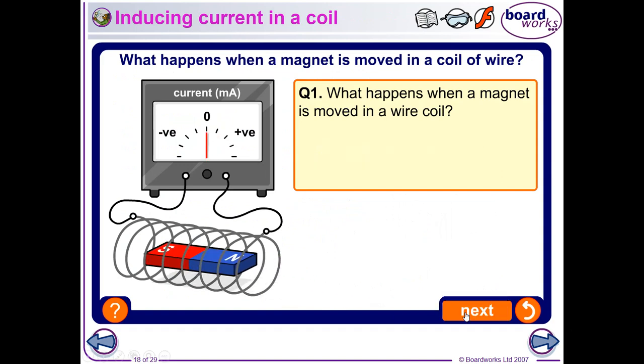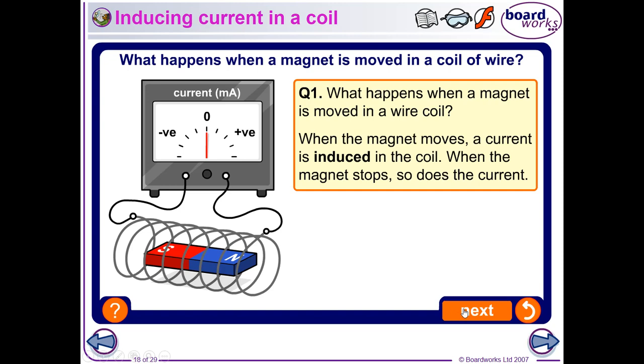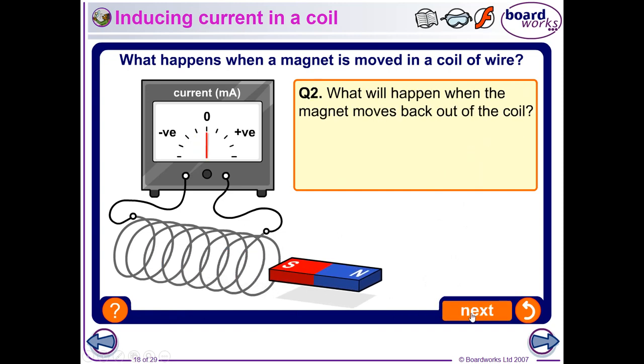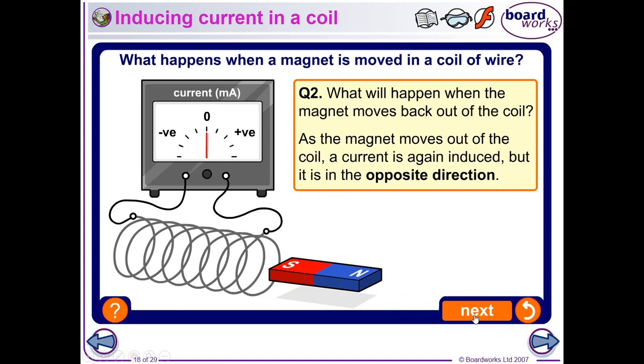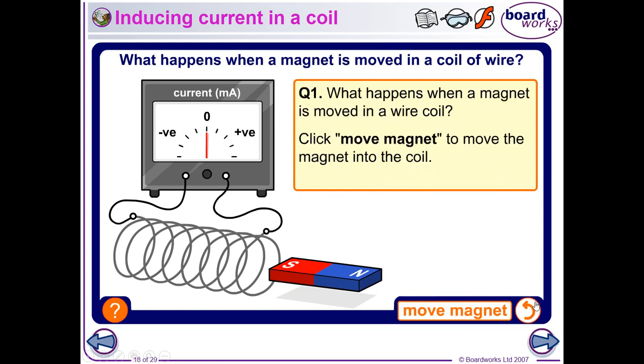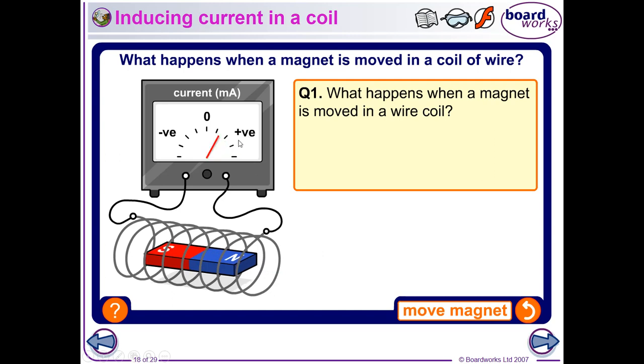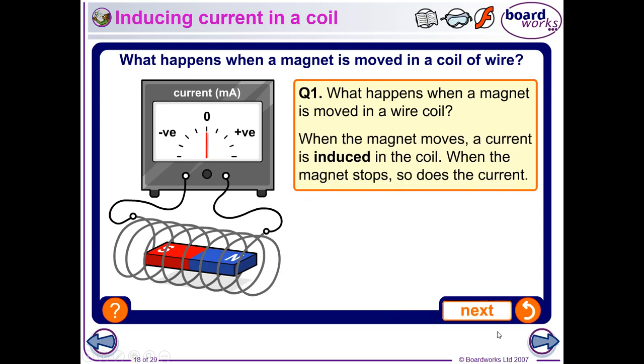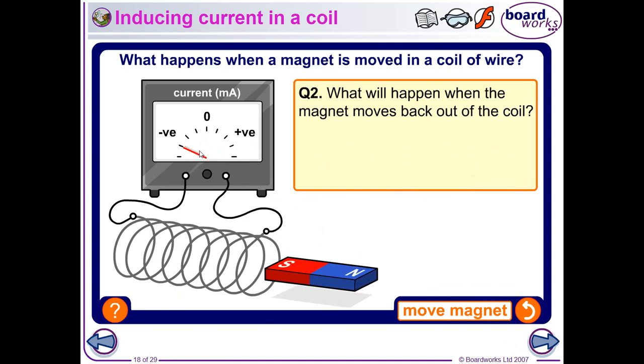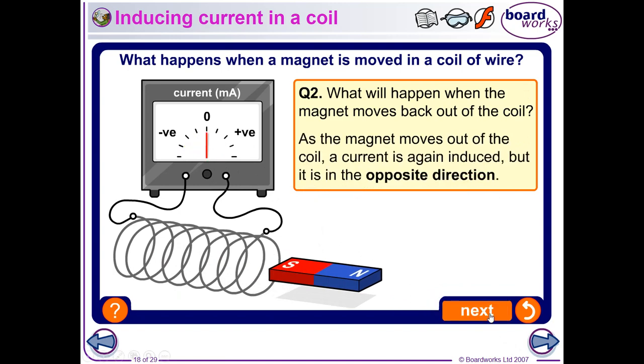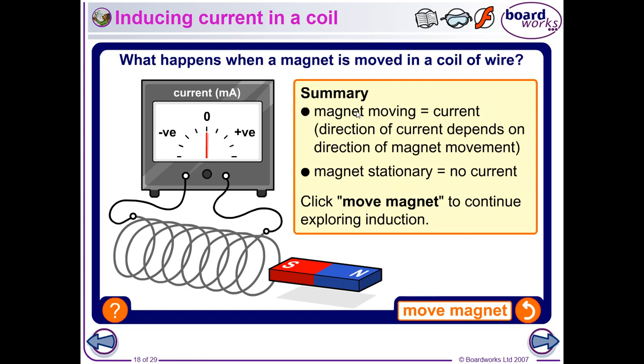So if we move the magnet inside the coil, what happens? The current is induced in the coil. Put it back out. Current is induced in the coil. If you notice, it's in the opposite direction. Positive as it went in, negative as it came out. So a magnet moving inside the coil will produce current. The direction depends on the direction of the movement of the magnet. When the magnet is still, there's no current.